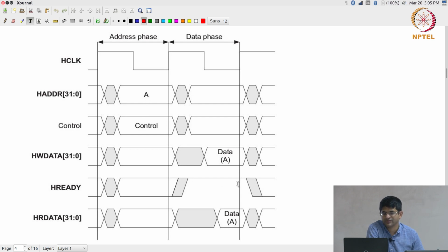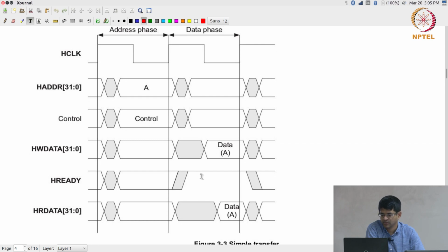And at the next clock edge after that, if I look at the HW data, the slave can capture this data at that clock edge. If I am talking about HR data, the master can capture this data at this clock edge. In other words, if the master is trying to read, then it would look at HR data. If the master is trying to write, the slave needs to capture the value of HW data. Either way, only if the slave has asserted H ready, that is made it equal to 1, does this transaction complete successfully, okay? What exactly does that mean? We will get to that in a moment. What happens if the slave is not ready at a given point in time, okay?